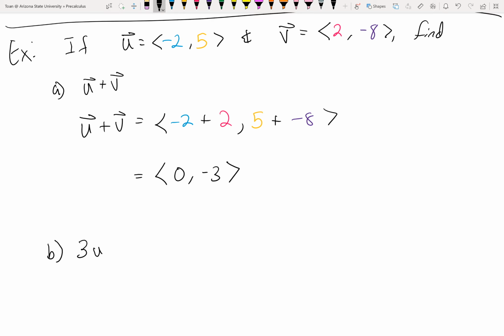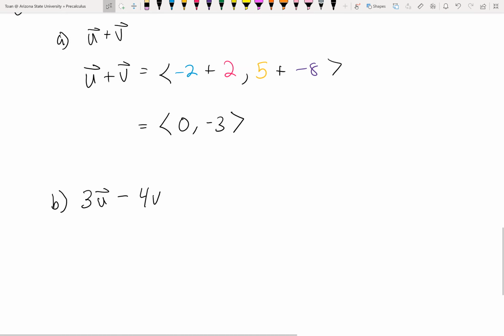So I can do like 3u minus, I don't know, just make this up, 4v. So it's the same concept, except you got to subtract, and you have some scalar multiplication going on.